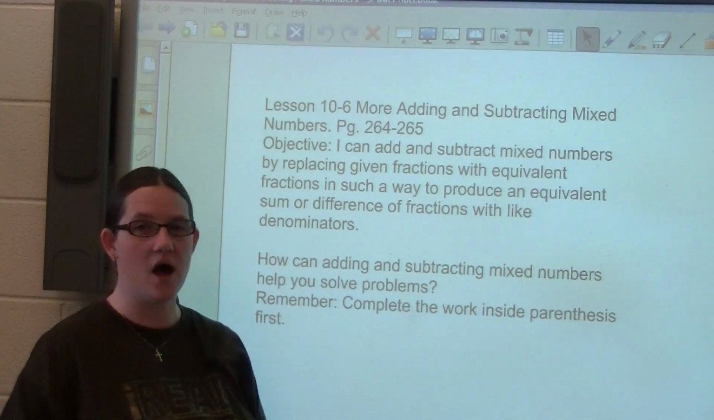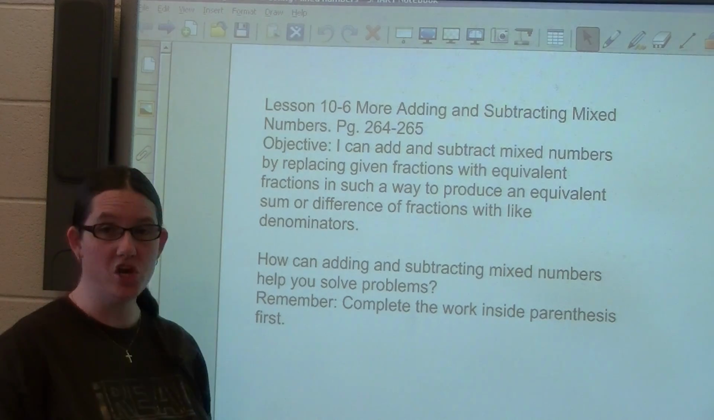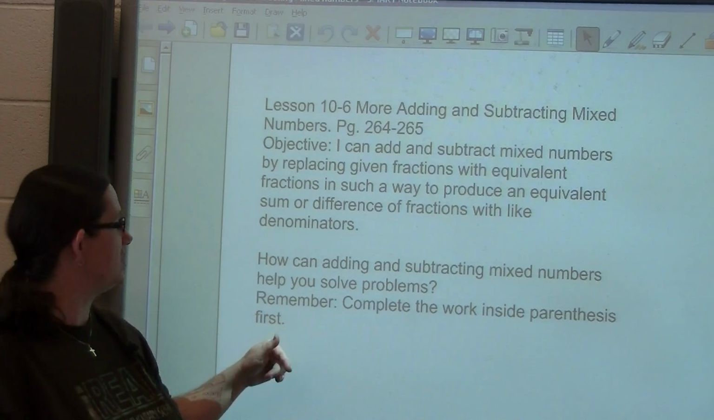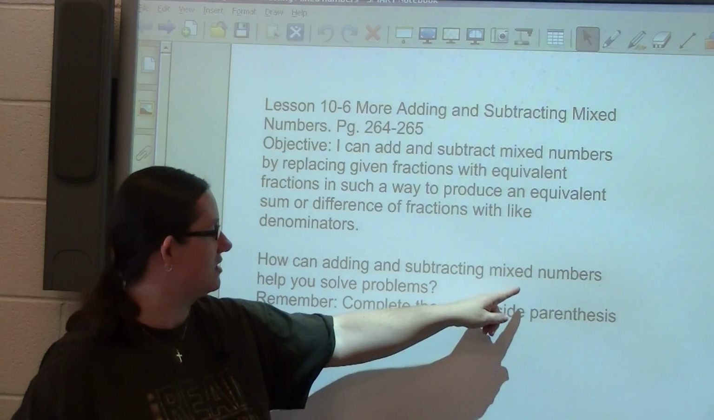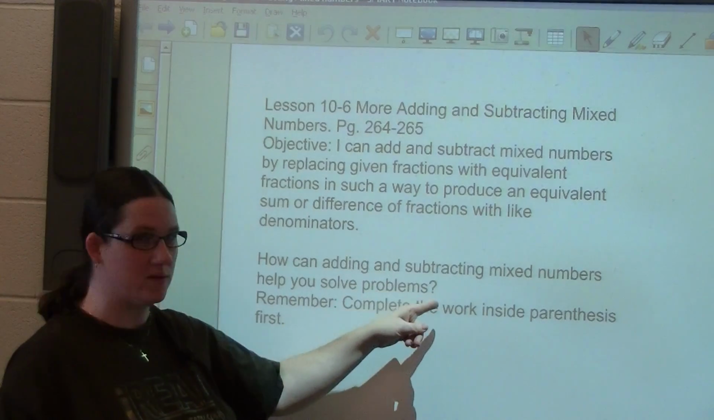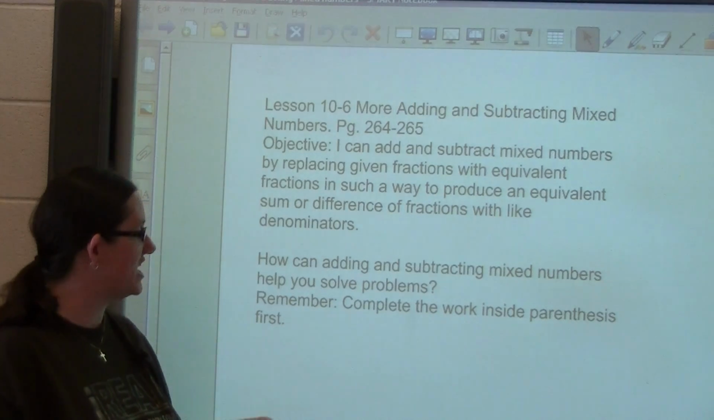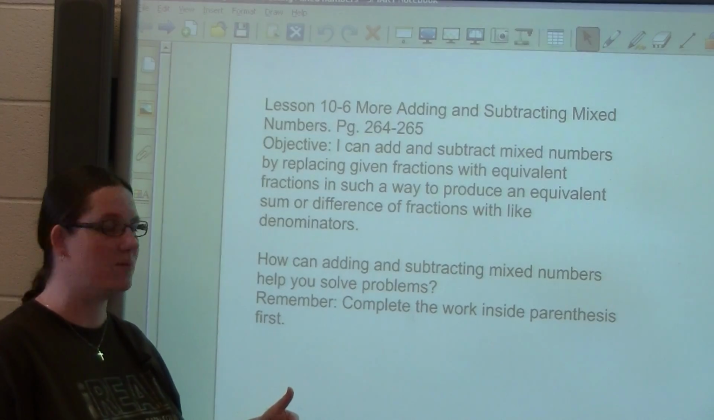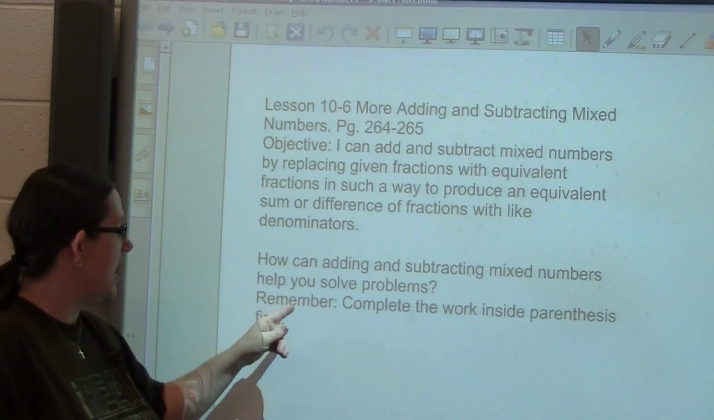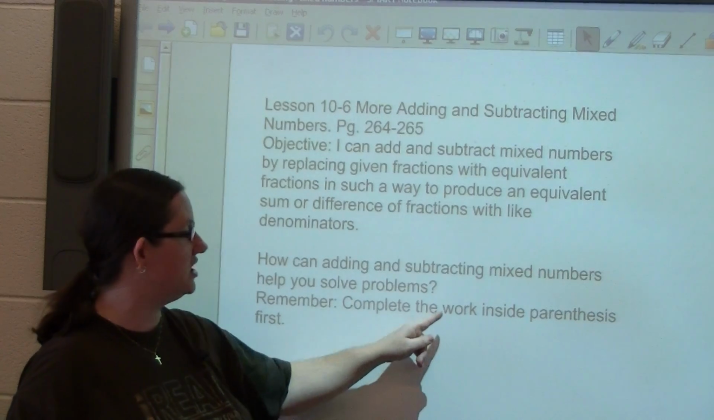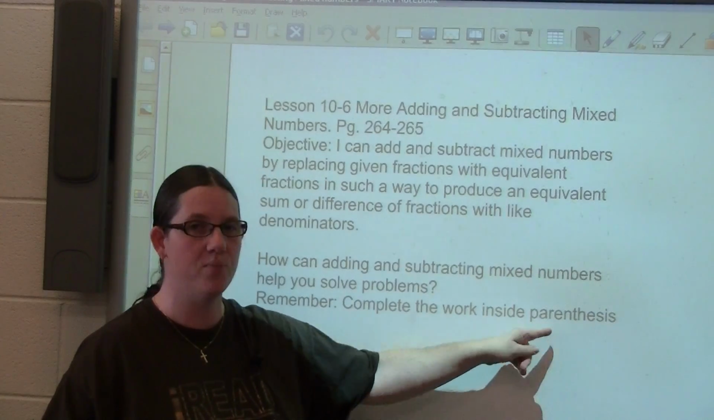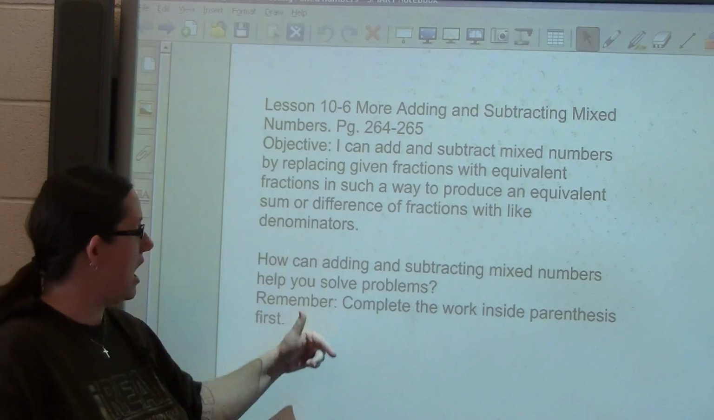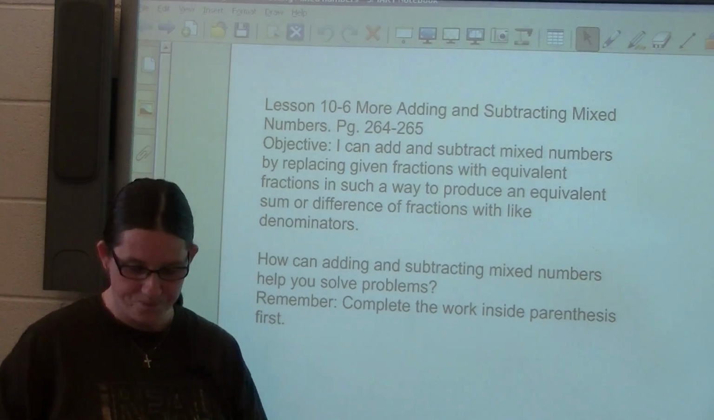Okay, so nothing really new. That's the same stuff we've been working on. So take a minute now to copy down the question. How can adding and subtracting mixed numbers help you solve problems? That's our question we're going to start at and look at today. And then just as a little reminder to have in your notes, we're going to be approaching some problems today with parentheses. And let's put our reminder that you're going to complete the work inside of the parentheses first. So take a minute to stop the tape and copy that information down.